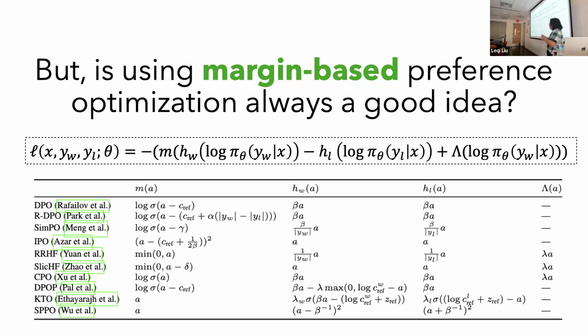It turns out that all these PO algorithms have similar forms. We can almost always write most of the PO algorithms as a function of the chosen log probability minus a function of the rejected log probability, and then apply some transformation. A lot of times people now add a negative log likelihood regularizer to ensure that the probability of the chosen response does not decrease too much. So a lot of the time these PO algorithms take this form.